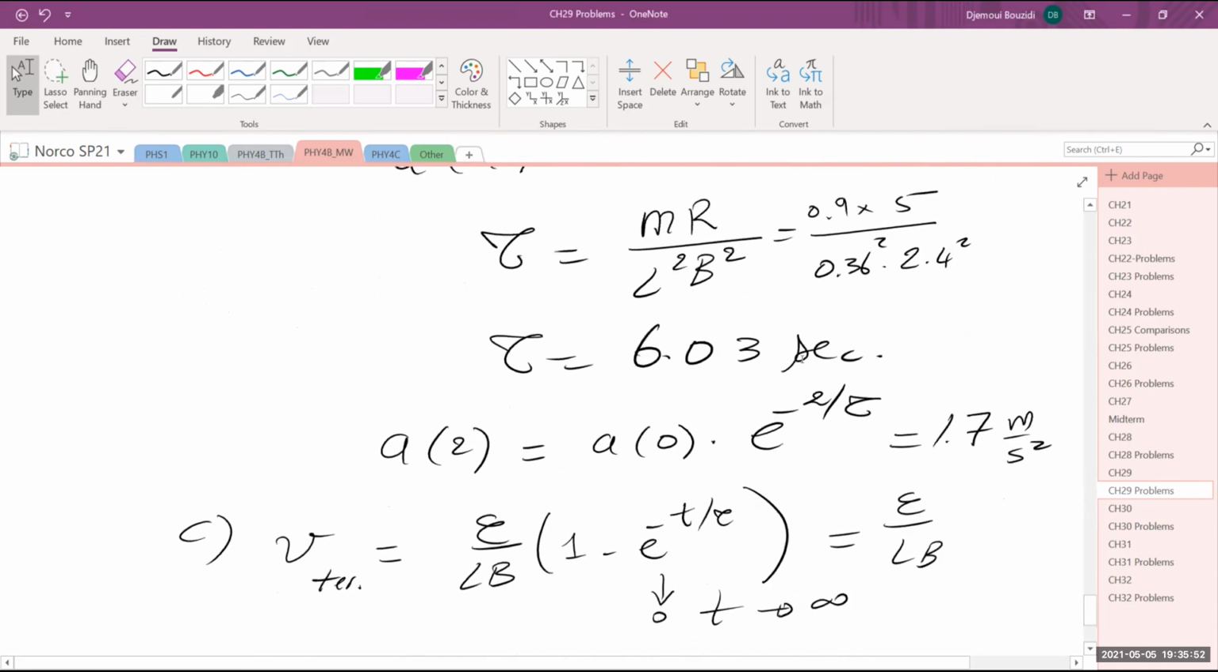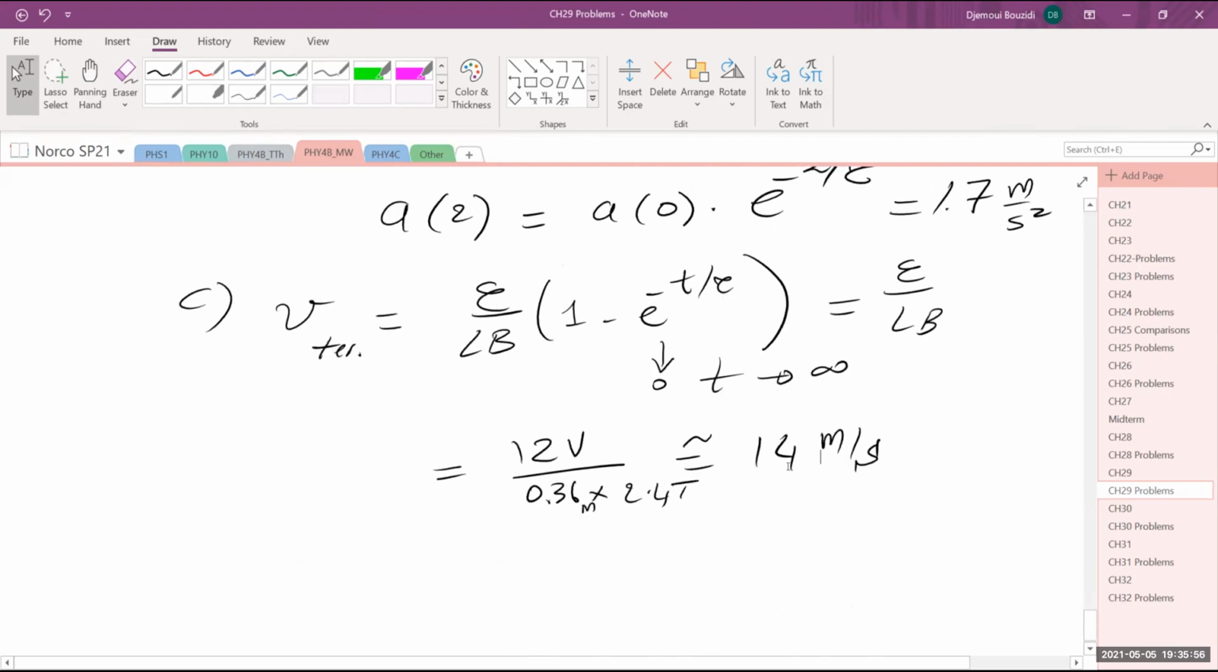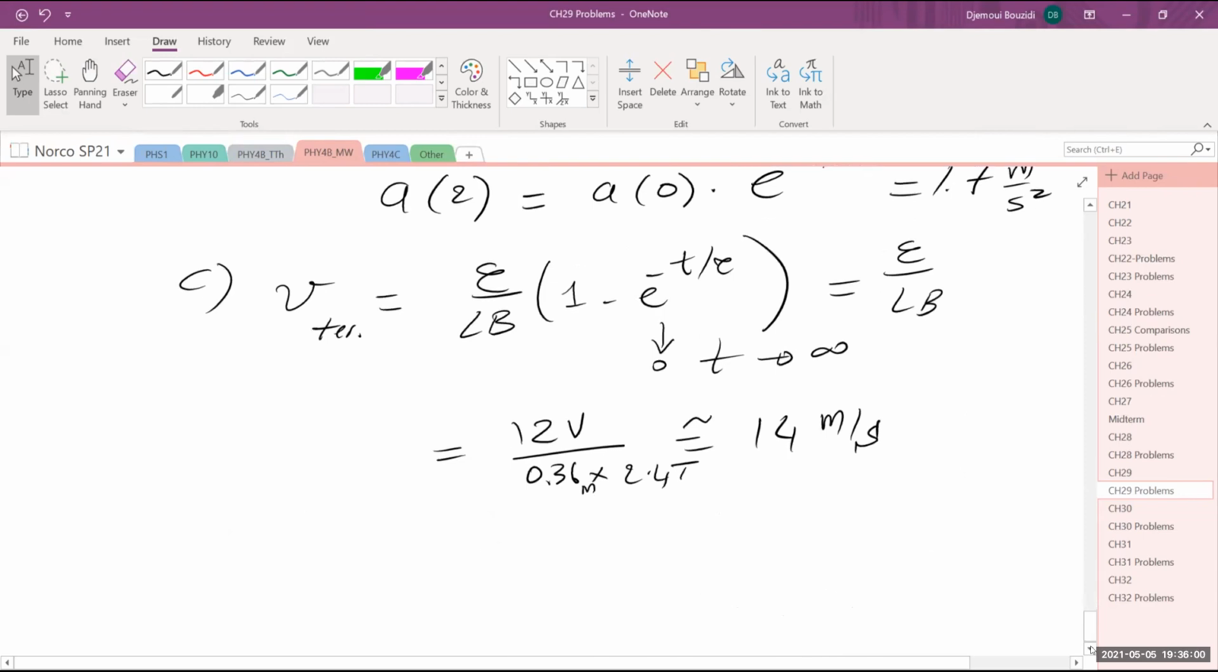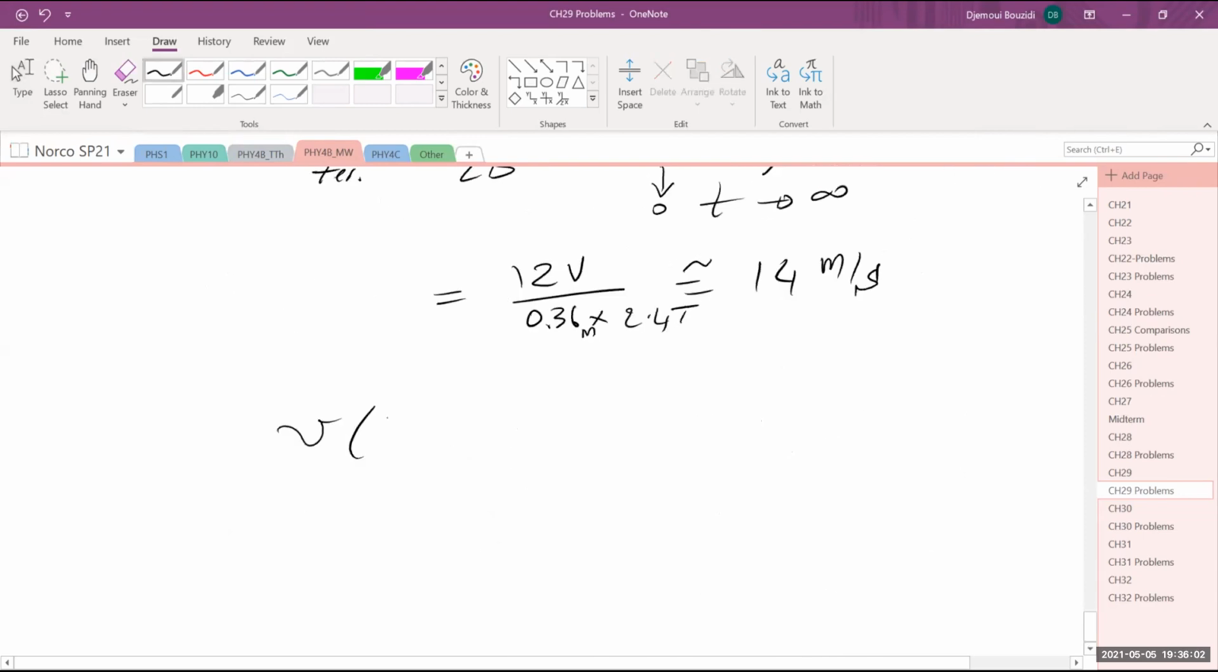I have tau to be 6, so I'm going to use the value of 6 for tau. I have the terminal velocity, which is 14 meters per second. So this expression now in general, V sub t is going to be 14 meters per second times 1 minus exponential of minus t over 6 seconds, basically. And that is the function I'm going to be plotting.